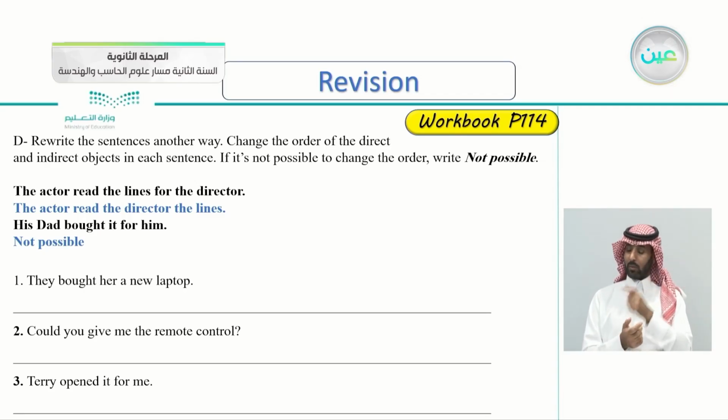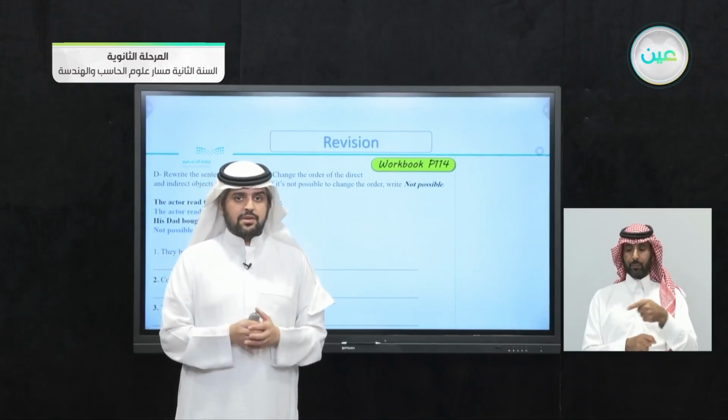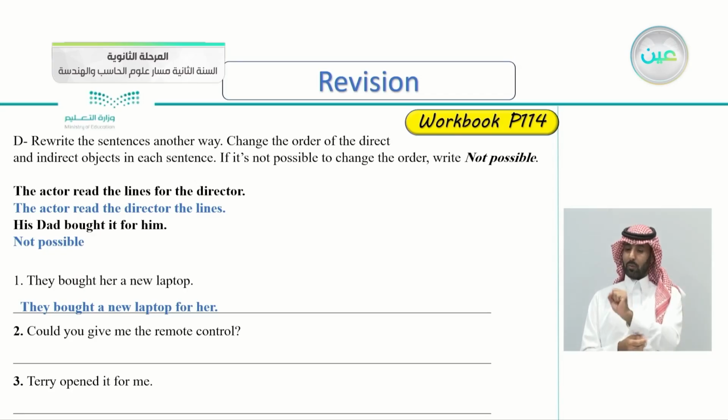They bought her a new laptop. So, how do we change this? Change the order of the direct and indirect object here. And remember, if it's not possible, just say not possible. They bought her a new laptop. So how do we change it? They bought a new laptop for her. A new laptop is the direct object here. For her, her is the indirect object.